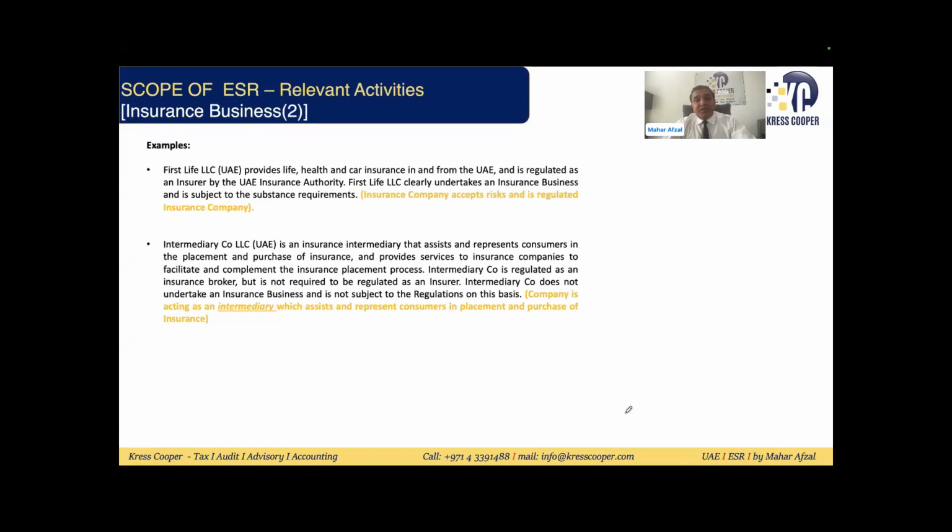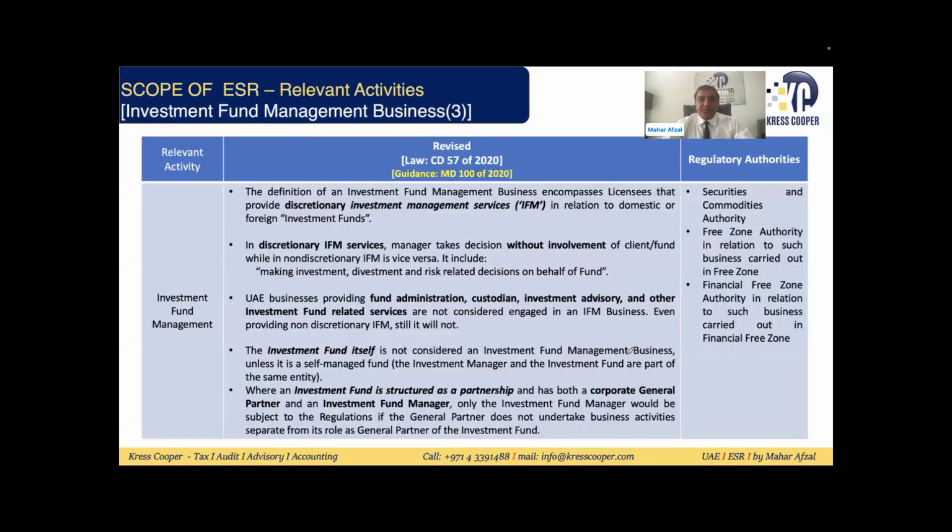In the first example, the insurance company accepts risk and is a regulated insurance company. Then it will be assumed the company is involved in the insurance business, as the company is accepting risks. In the second category, the company is acting as an intermediary. We have already discussed that an intermediary will not be subject to ESR. This entity will not be subject to ESR.